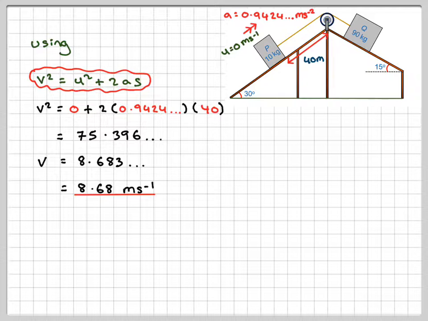So this has been a video of connected objects and finding the speed that one object hits the pulley, or when it reaches the pulley.